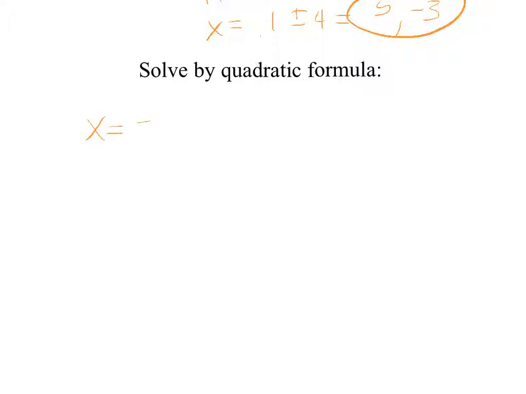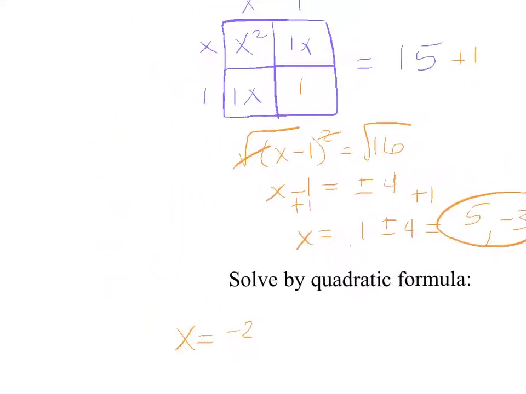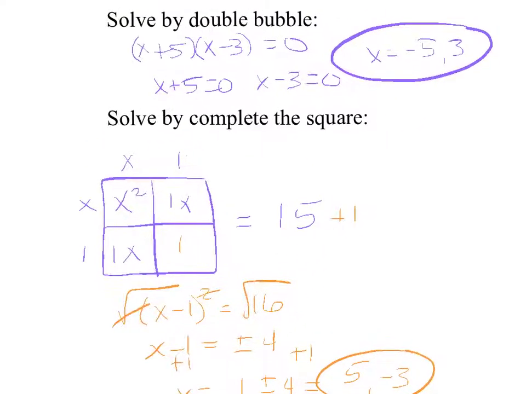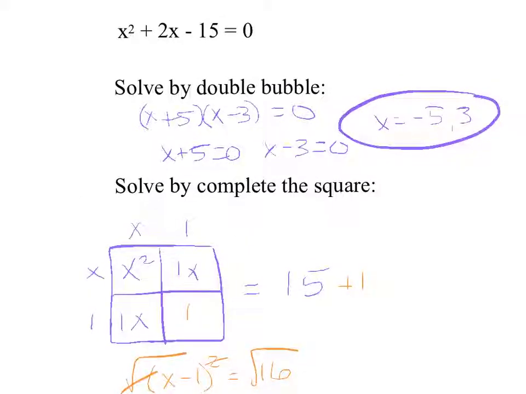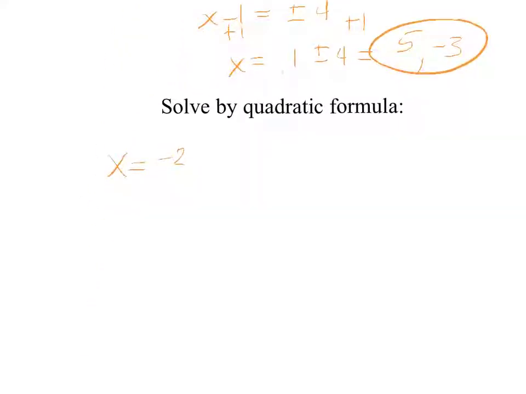If you remember, b was 2. Oh, let's remember the actual equation. What was it? Where is it? X squared plus 2x minus 15. All right, so let's go back.